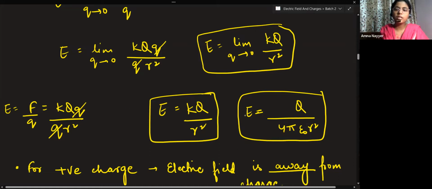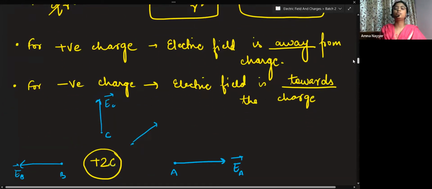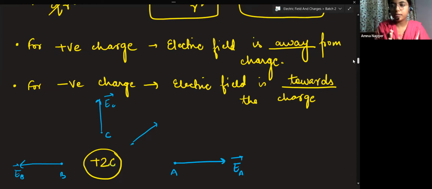Similarly, you can put the value of the constant K as 1 over 4 pi epsilon naught. Now you have to remember the directions, because the directions will be used in today's class as well. See, if you have a positive charge, electric field is directed away from a positive charge. And if you have a negative charge, electric field is directed towards the negative charge.